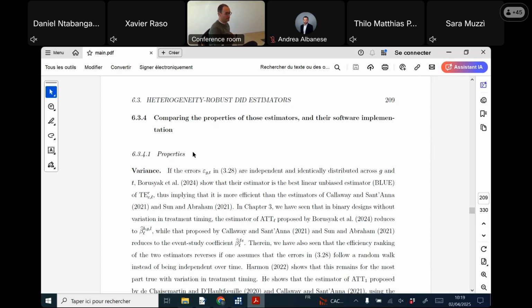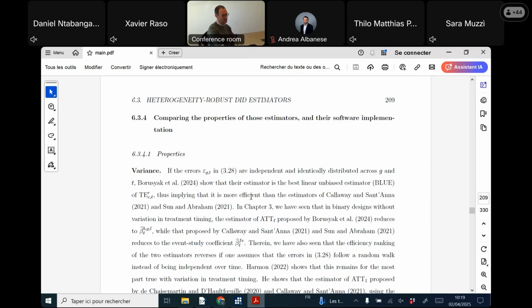So, you remember that under parallel trends, we can decompose our untreated outcome into a group fixed effect alpha_g, a time fixed effect gamma_t, and an error epsilon_gt. And so Borusyak et al., they show that if the errors epsilon_gt are IID, and in particular independent across both the groups and the time periods, then their estimator is the BLUE of the cohort-specific event study effects, which means that the variance of their estimator is lower than the variance of the estimators of Callaway-Sant'Anna and Sun-Abraham.